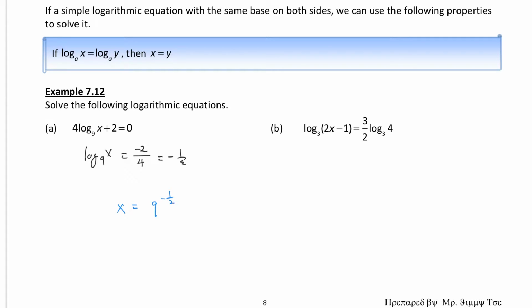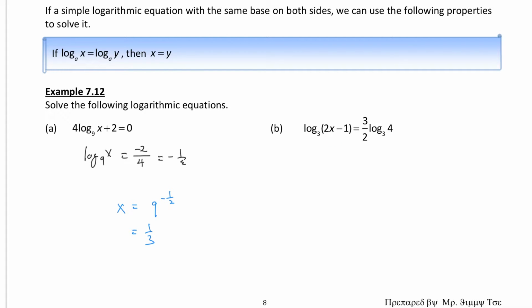You can see I can convert a logarithmic function to an exponential form. We can solve it because, you can use your calculator, this is equal to 1 over 3. So x is equal to 1 over 3. How about part B?